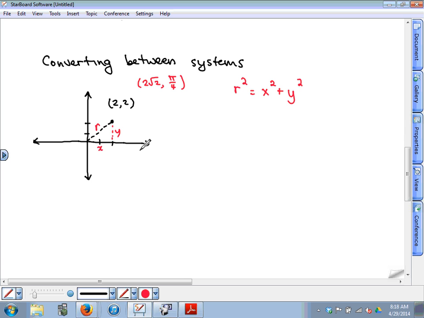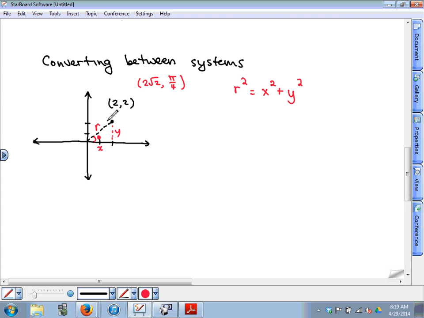Now, if all we knew were x and y, how would we find theta? Let's talk about that. How would we find the angle if all we knew was the rectangular coordinate? Let's say that we knew the point was (2, 2). How would we find the angle? Think about right triangle trigonometry.